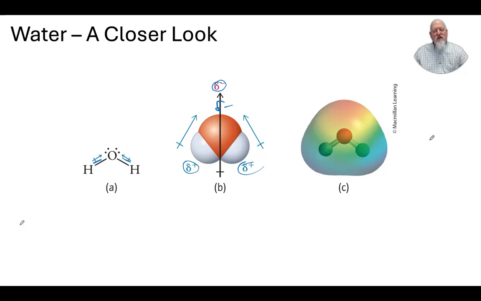Overall, if we look at an electron density map, we see up here there's more negative charge, and down here there's more positive charge. So on the oxygen there's more negative because the electrons spend more time there, and the hydrogens are more positive because the electrons are being pulled away from them. Alright, so that's how we assign if molecules are polar or not.